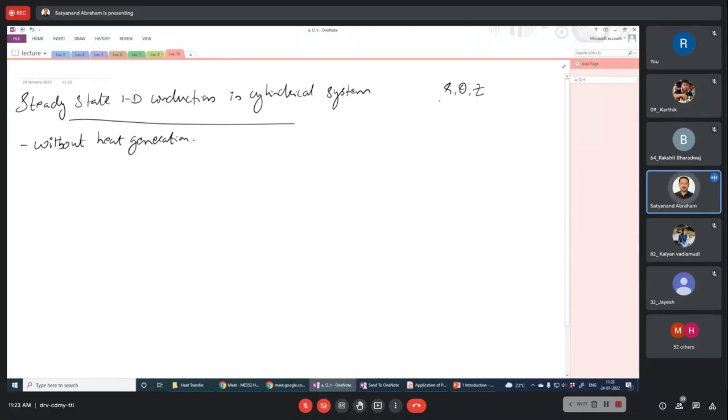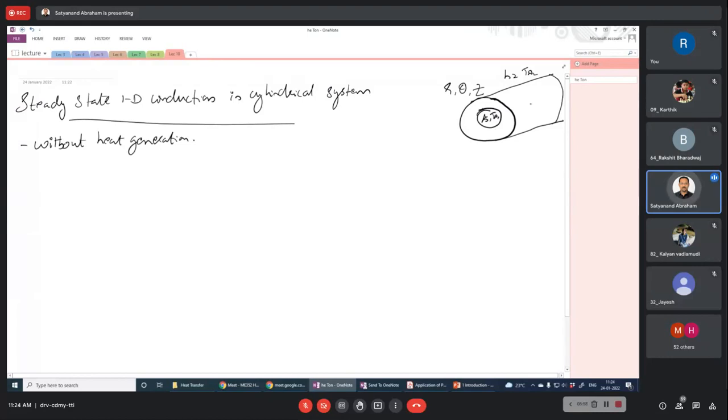Variation is mainly, suppose you have a tube like this, a solid cylinder or hollow cylinder. So we have a hollow cylinder like this. What we are saying is that inside we have a fluid at T infinity 1 with h1, and outside we have h2 and T infinity 2.